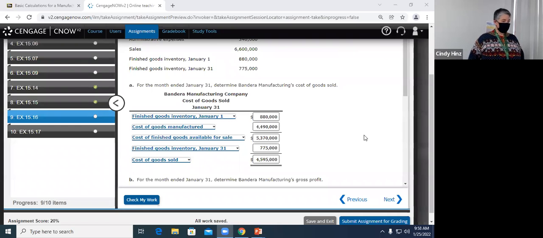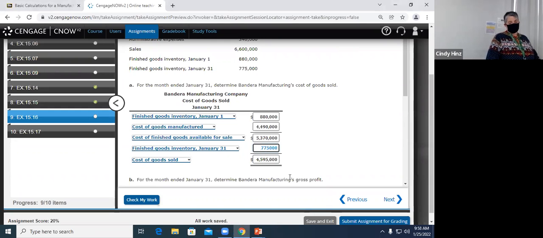So looking at exercise 9 then, putting in those same relationships that we saw in the previous exercises. We calculated our cost of goods sold as what did we have available, what did we add to it? That's what we had available for sale during the whole period. How much did we have left at the end of the month? Subtract to get cost of goods sold.